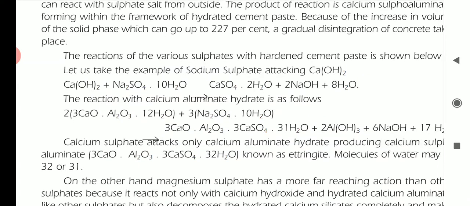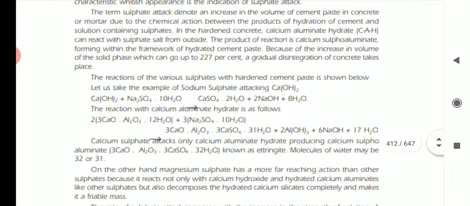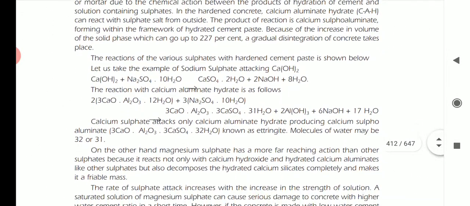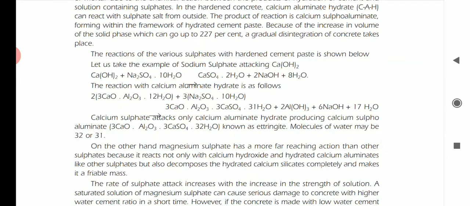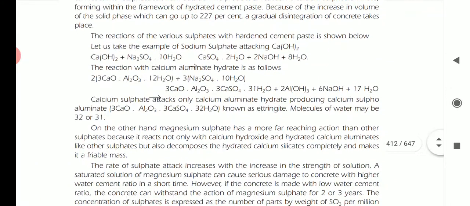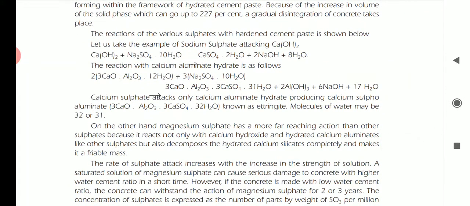For example, 3CaO.Al2O3.12H2O, when it reacts with the sulfates, forms 3CaO.Al2O3.3CaSO4, that is calcium sulfoaluminate, known as ettringite, which contains a sulfate content which causes the whitish appearance on the surface.